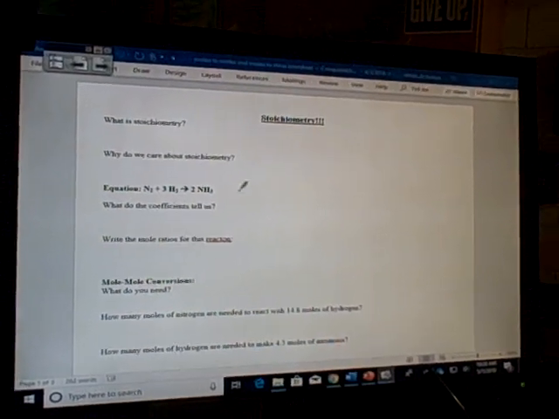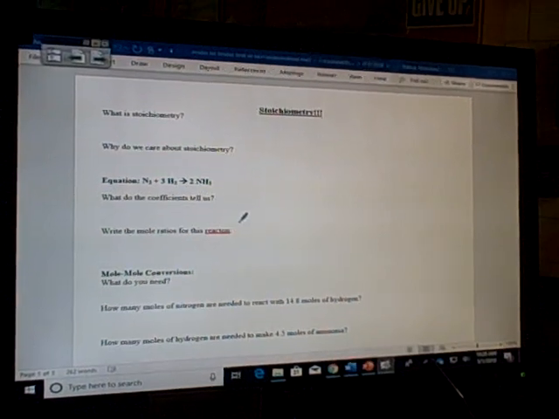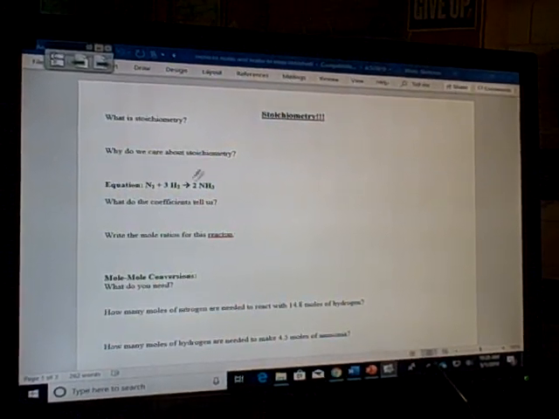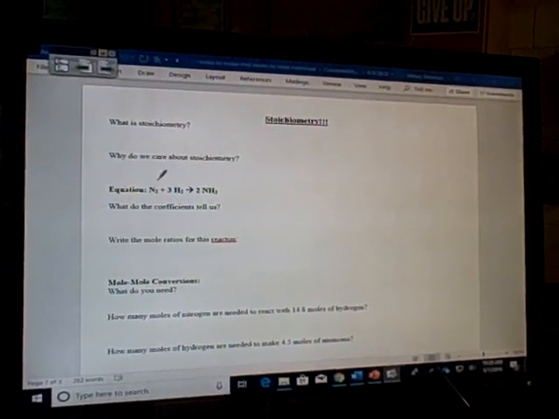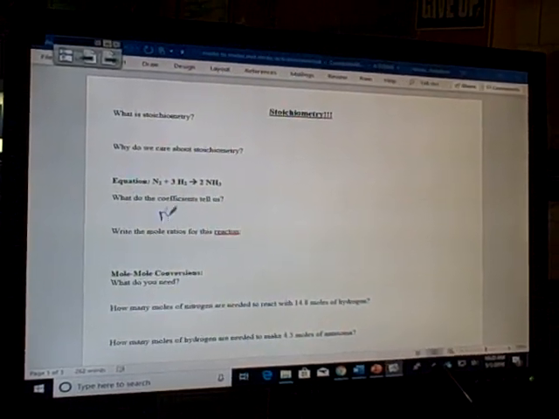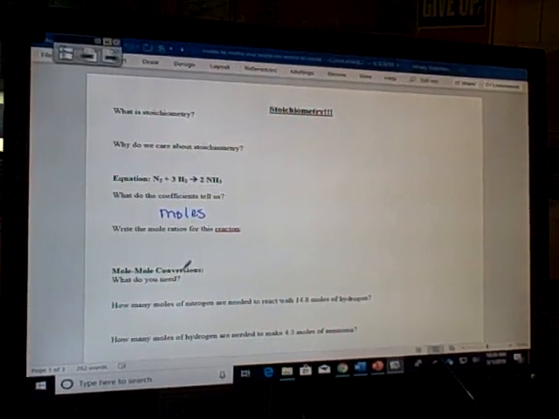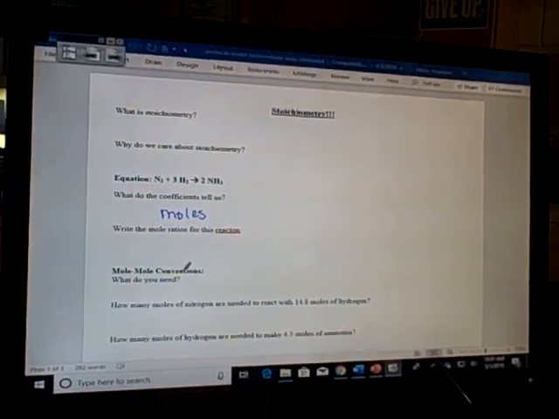So now that we kind of know a little bit about what stoichiometry is, we're going to look at how we can use it to calculate reactants or products. So we're given this balanced equation. We have nitrogen and hydrogen making ammonia. The coefficients tell us how many moles we have of each reactant and product. And we can use that to write mole ratios for this reaction.